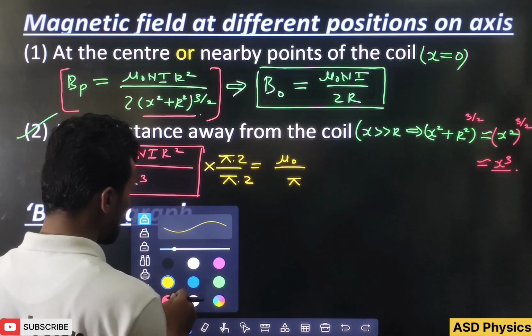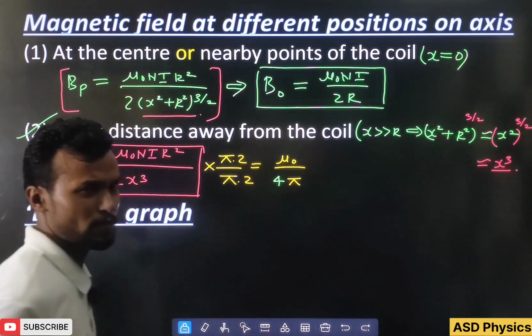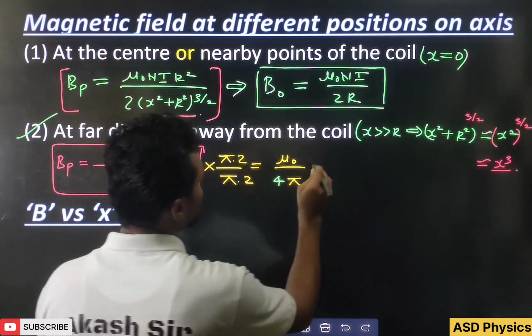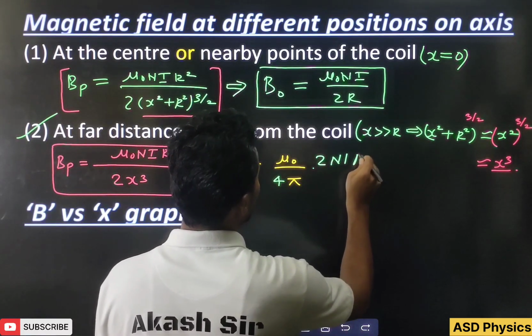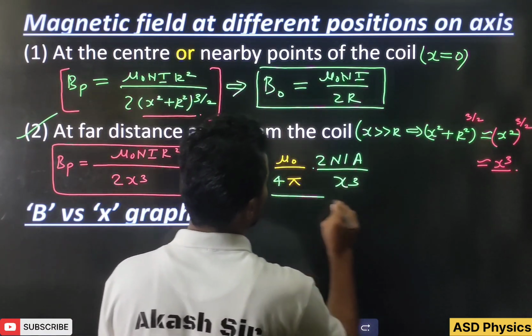So 2 into 2 in the denominator, what will this become here? See, this 2 and this 2, mu naught by 4 pi, because mu naught by 4 pi we know is 10 to the power minus 7, into, here it will become 2 N i A by x cube here. What will this become here, students, this formula will get here.